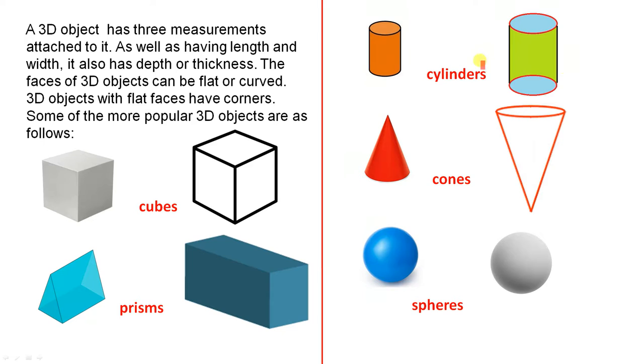You have cylinders. That's very common there, and quite easy to see what the cylinder looks like. You also have cones, those two there, and you also have spheres, which are like balls.